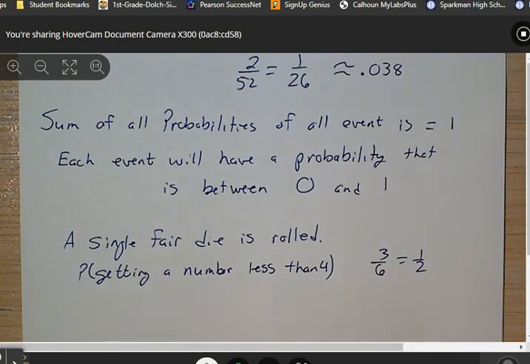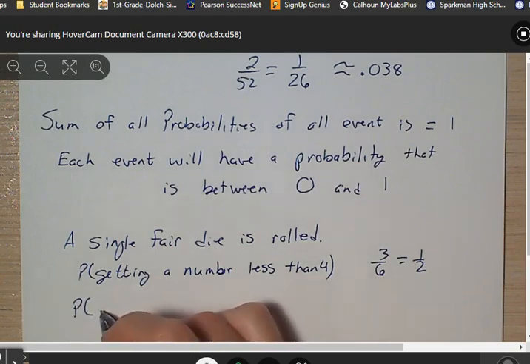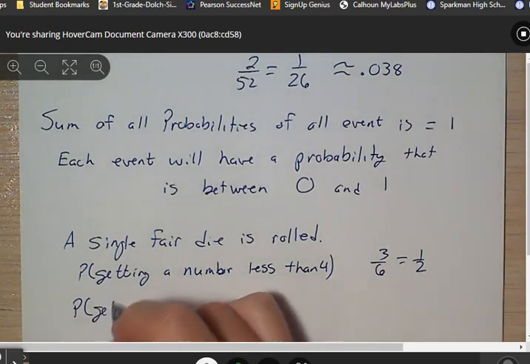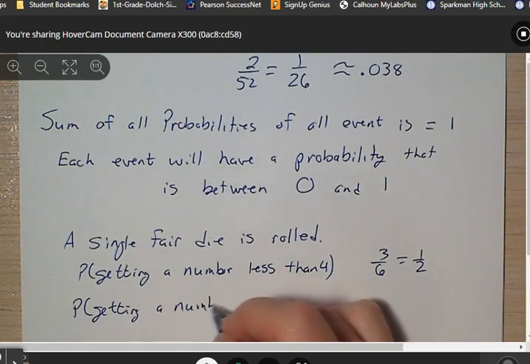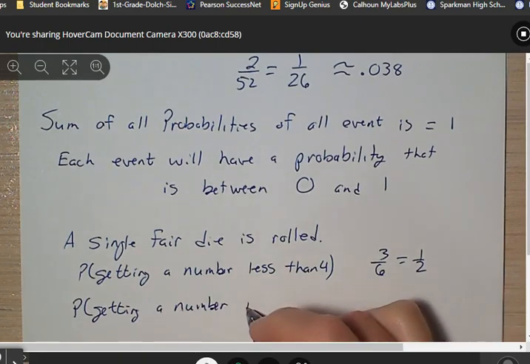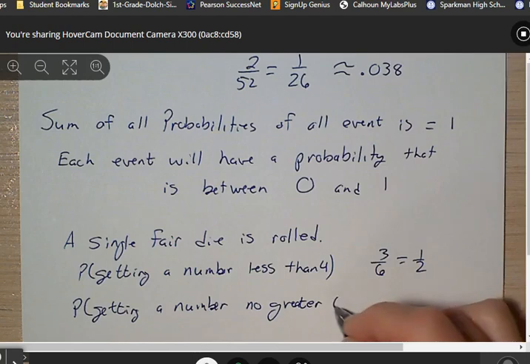Where you have to be a little bit careful is if they do, and I don't think they'll do this a lot, probability of getting a number no greater than 2.